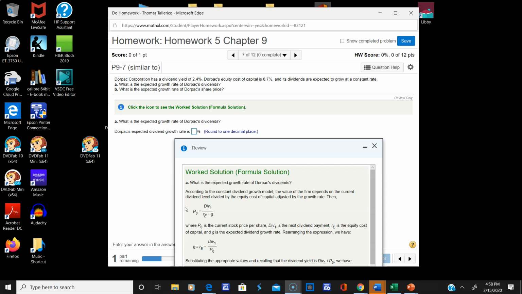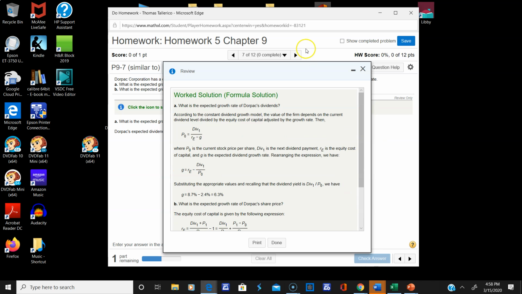Okay, so anyway, I got a question on homework 5, chapter 9, problem 7, and it says it has a dividend yield of 2.4% and their equity cost of capital is 8.7%. And they just said the dividends are going to grow at a constant rate. Okay, so they don't give you anything else but those two numbers. And the first thing they want is the expected growth rate of the dividends and the expected growth rate of the share price. Okay, so let's look at this here.